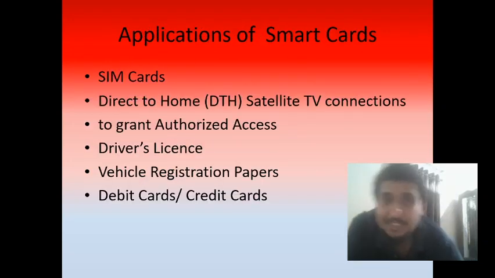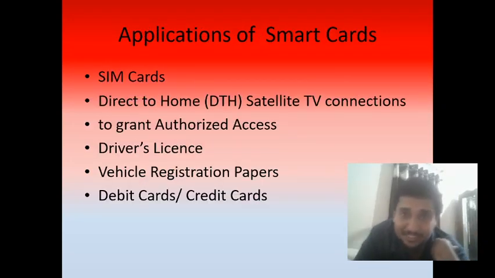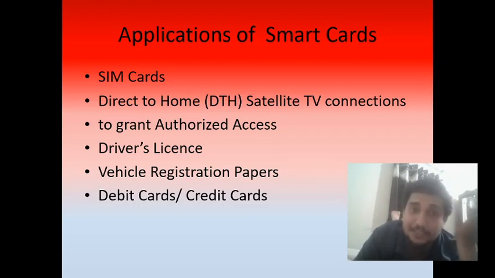Okay, so with this we are coming to the end of this discussion. I told you right at the beginning that there is one smart card which all of you have. This is called the SIM card. I'm pretty sure that all of you have a mobile phone, right? This subscriber identification module card, or SIM card, is a smart card.